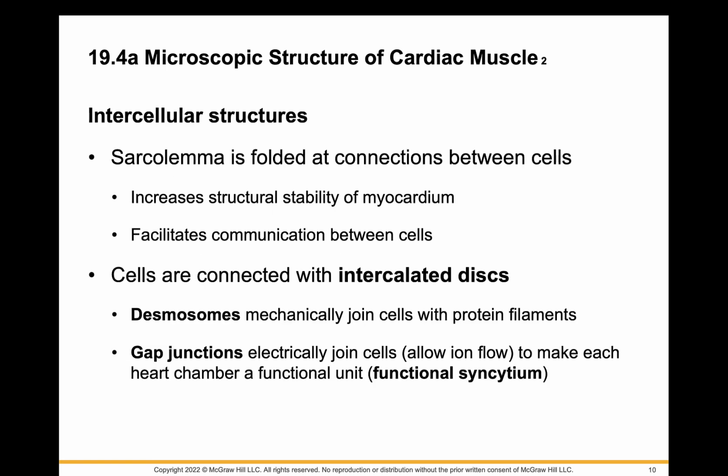Now, if we look at some of the intracellular structures, once again, we have the sarcolemma. It's folded, okay? This adds to the stability of the myocardium. It's also going to allow for better communication between cells. Now, a very important connection is the intercalated disc. And this is probably something that you use to distinguish cardiac muscle from skeletal muscle in the histology component of AMP1. Two structures that we're going to find within the intercalated disc are desmosomes and gap junctions.